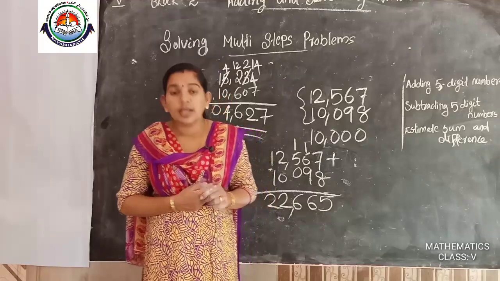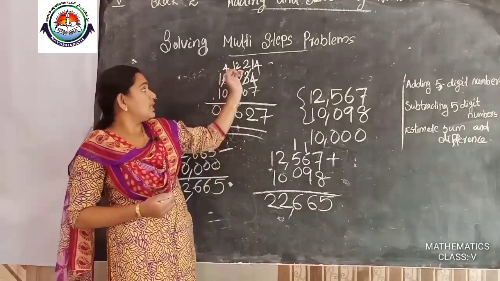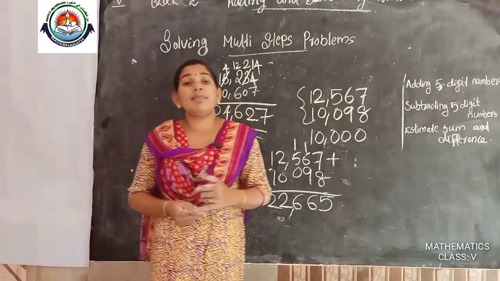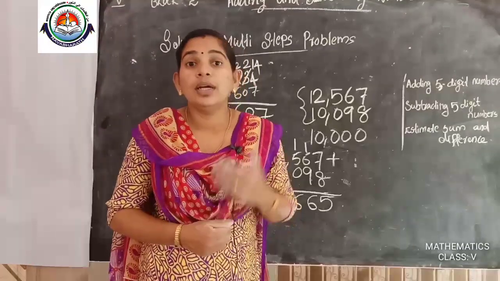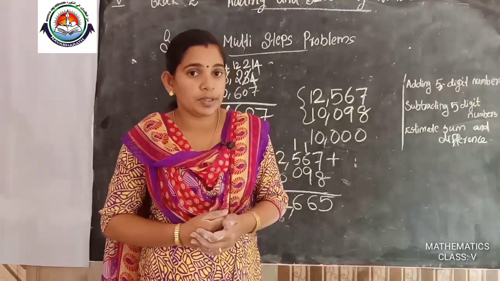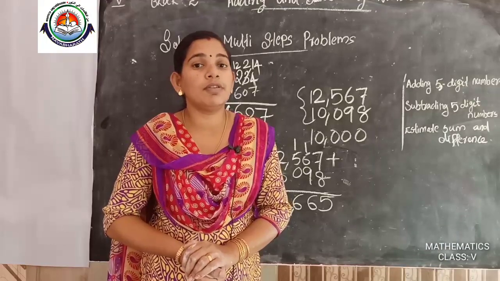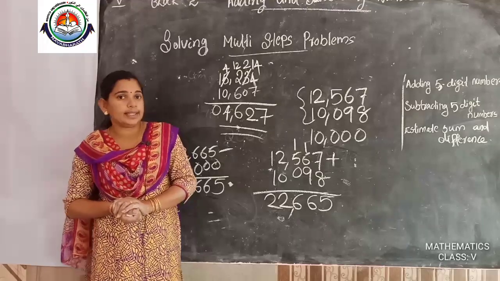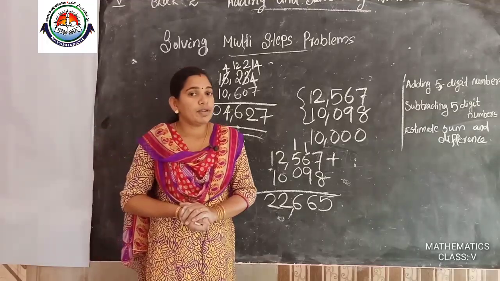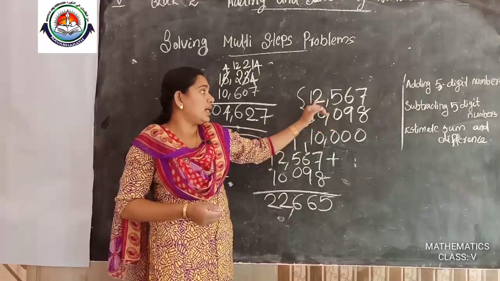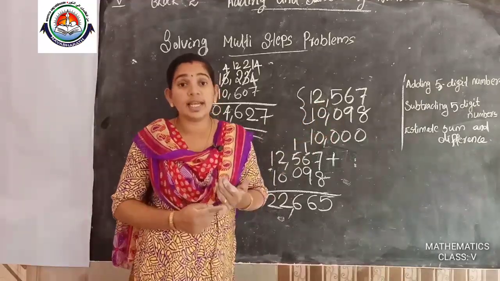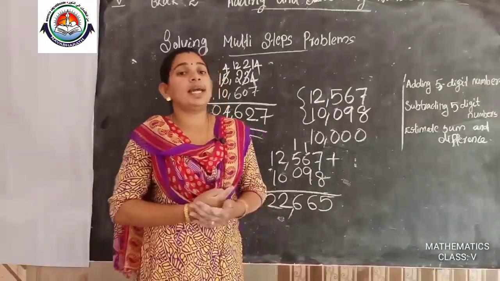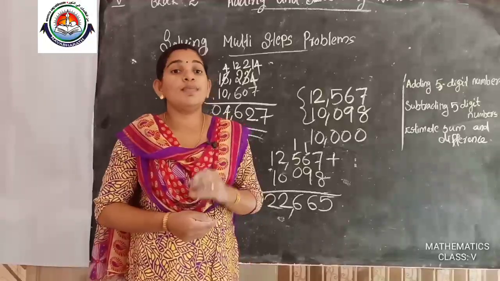Okay, the second question, the number of animals. The total number of animals is given, 15,234. Then 10,607 animals are wild. We want to find the other animals, not wild animals. How many not wild animals are there? Okay, then the third problem. In a stadium, one side is 12,567 seats, the other side 10,098 seats. Then a total of 10,000 seats are vacant. How many seats are occupied?